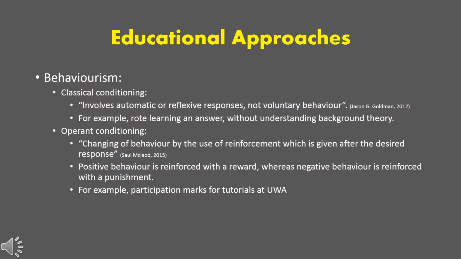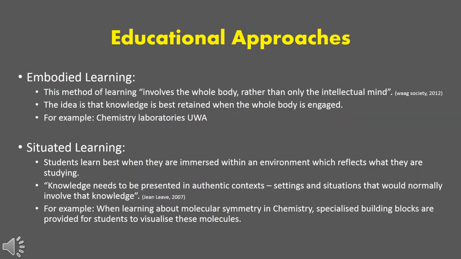Behaviorism is subdivided into classical and operant conditioning. Classical involves automatic or reflexive responses, for example, rote learning an answer, whereas operant conditioning involves the use of reinforcement which is given after the desired response, for example, participation marks for tutorials at universities. Embodied learning goes off the idea that knowledge is best retained when the whole body is engaged in an activity, for example, in chemistry laboratories.